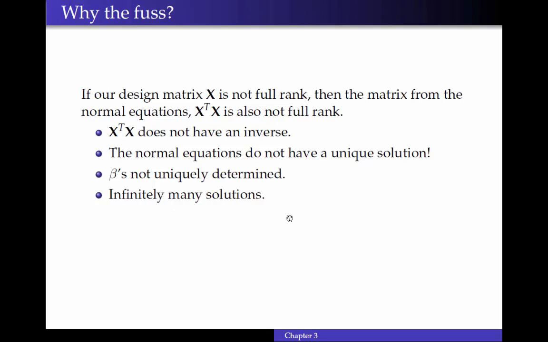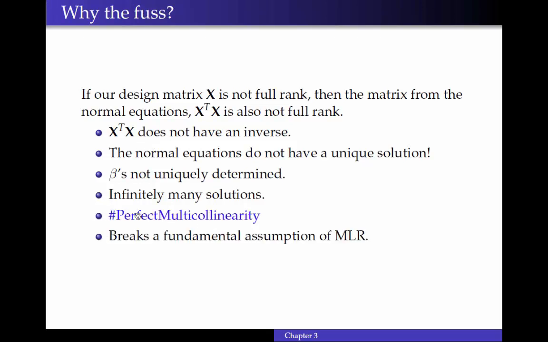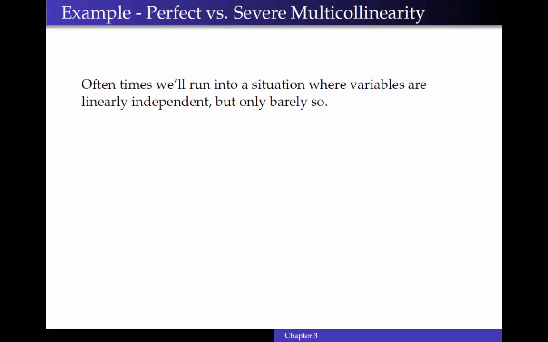There's infinitely many solutions. And so if you ask a software to give you an output in this type of situation, the error that's going to be returned is that your matrix is not full rank, because this is perfect multicollinearity. And that's breaking a fundamental assumption of ordinary least squares, or multiple linear regression. What's interesting, though, is that we'll often run into a situation where variables are linearly independent, but only barely so.